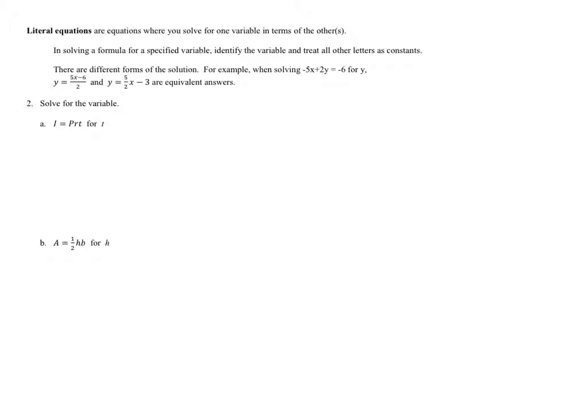Now we're moving on to the actual literal equations piece of it. We're solving for one variable in terms of another. For example, if I'm solving this for y, it can have 2 different solutions that are equivalent answers. Okay, so now let's solve this for t. I is equal to PRT. I'm going to solve for t. I have to get rid of the P and the R. These are all connected by multiplication, so to get rid of the P and the R, I'm going to divide by them.